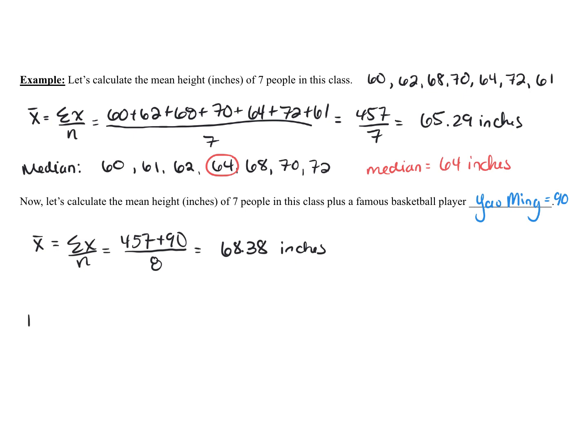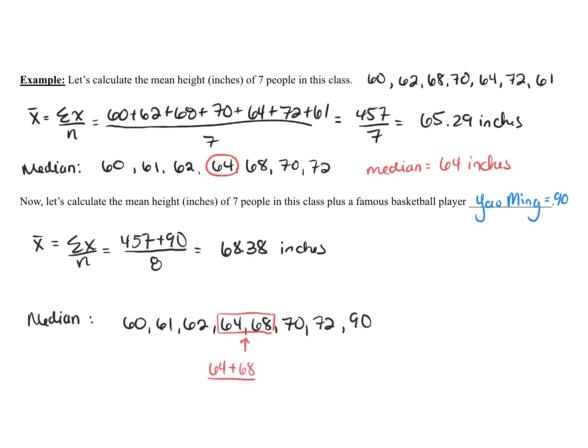Okay, now let's see what happens to the median. So adding an outlier, how does that affect the median? Hopefully you can see here that the median does not get affected as much by an outlier versus the mean. So here if I try to find the middle value, because I have an even data set now, to calculate the median I have to figure out what's exactly between 64 and 68. So if we add them and divide by 2, that gives us a median value of 66 inches.